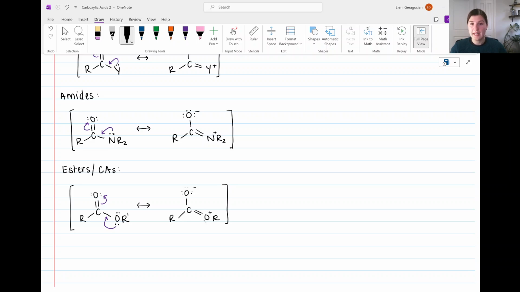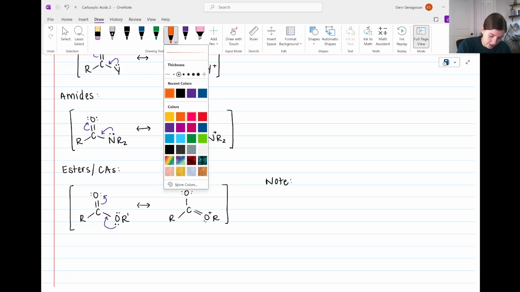So really we're comparing a nitrogen donating electrons or an oxygen donating electrons. Well, oxygen is more electronegative than nitrogen. Oxygen holds onto its electrons more so than nitrogen does. So that means that this resonance that we're showing for esters is less significant in the ester molecule than it is in the amide molecule, because nitrogen is more likely to share its electrons. It's not holding them as tightly. Nitrogen has fewer protons in its nucleus, so it's more willing to share those electrons than an oxygen is.